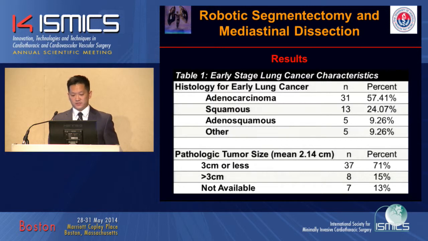This table shows a distribution of our histology, which is expected. The majority of patients had adenocarcinoma followed by squamous and adenosquamous. Mean tumor size was 2.14. For 3 centimeters or less, we had 71%. If we're looking at 2 centimeters, it was about 52%.